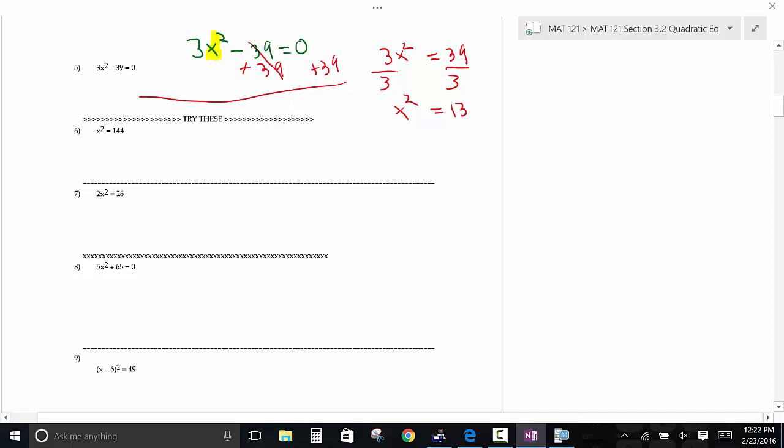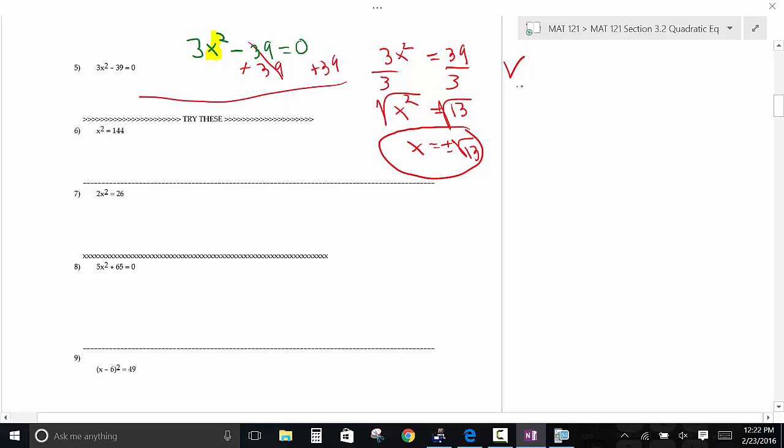Then what do? Square root of both sides. Good. Okay, don't forget the plus or minus. That's a real important aspect of this. So you'll have plus or minus radical 13 as your answer to your problem. Okay, now let's just check one of these one more time.